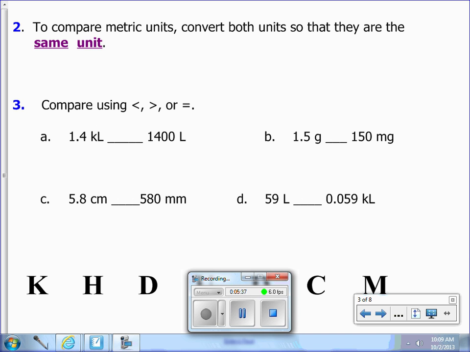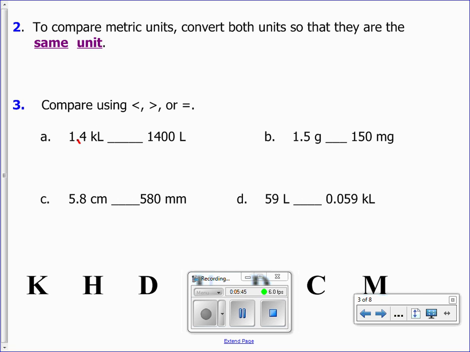If I have 1 4/10 kiloliters, I'm going to move my decimal how many places to the right? 3. Good. 1, 2, 3. So this is going to be 1,400 liters because we changed that to liters. And it's going to be what, class? Equal to. Great job. Let's change in B. Let's change them both to grams. 150 milligrams is how many grams? I'll move it how many to the left? 3. 1, 2, 3. Nicely done. So your answer is going to be greater than.